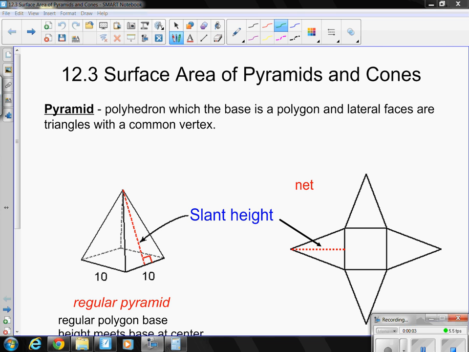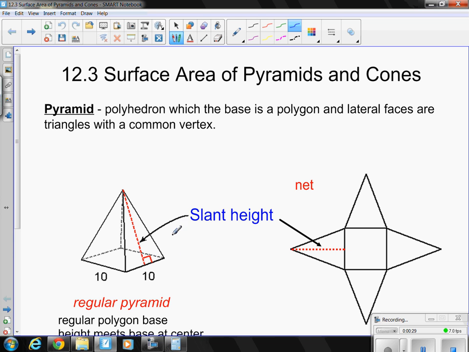12.3 surface area of pyramids and cones. Finding the surface areas actually seems to be a lot harder than even finding the volume. We're going to come up with another formula for surface area here in a bit, but first off, we need to talk about what a slant height is. A slant height is not the actual height measured vertically, but at the slant.